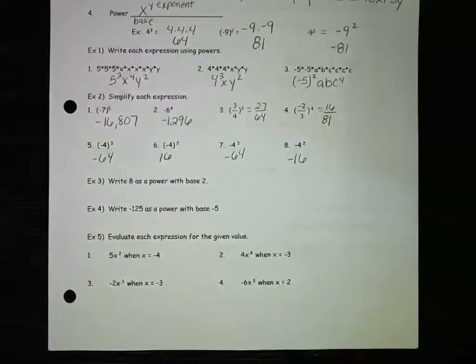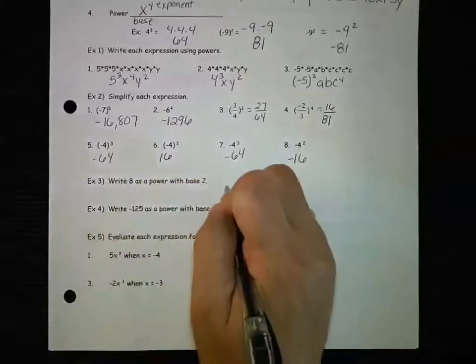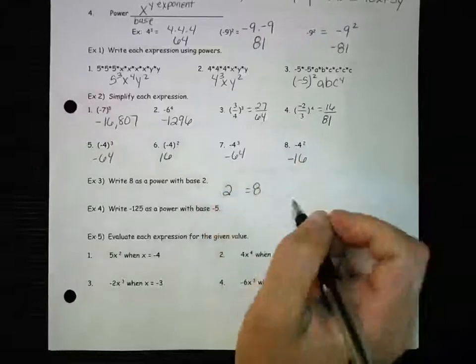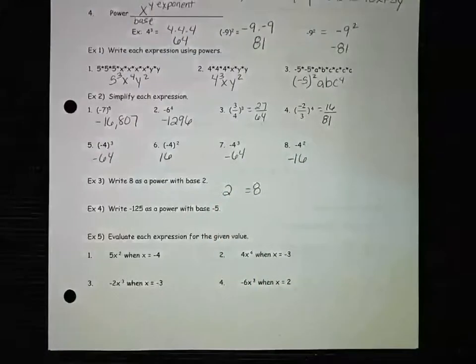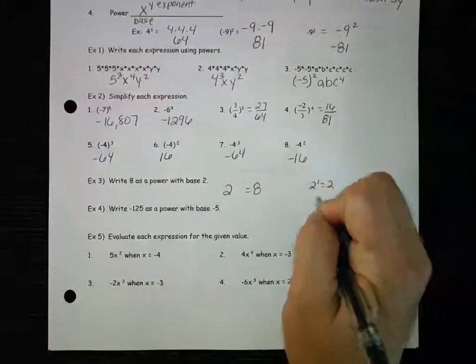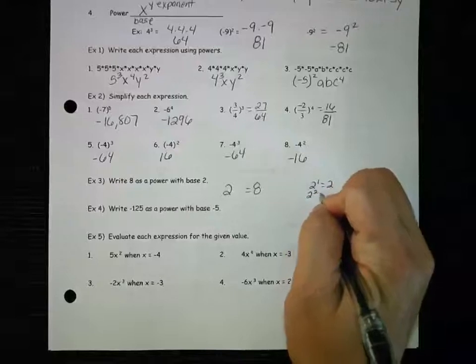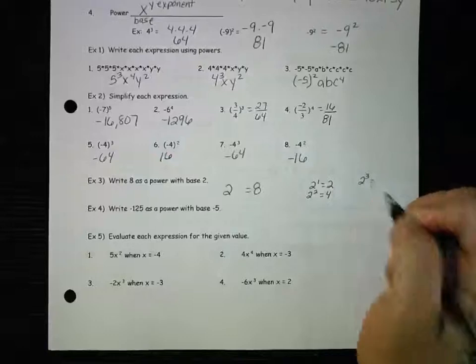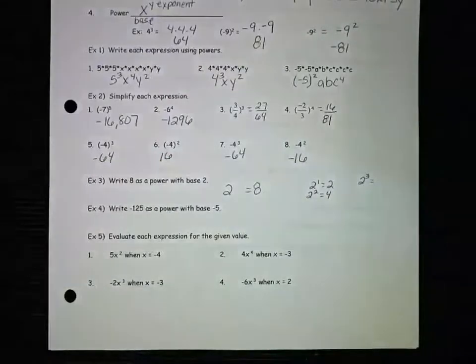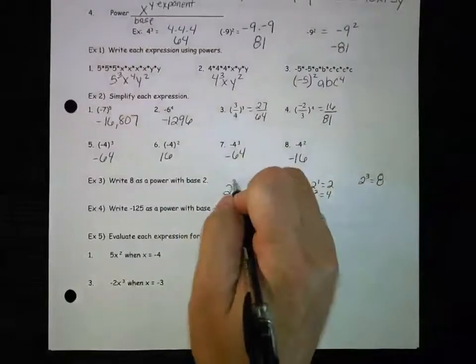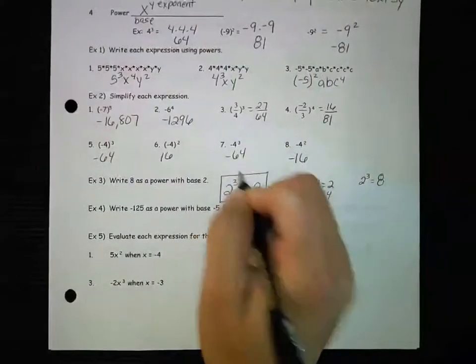Next examples using exponents, write 8 as a power of base 2. So we need 2 to some power equals 8. And the best bet here is just to try it a couple times on your calculator. 2 to the first power is 2. 2 to the second power is 4. 2 to the third power, 2 times 2 is 4, times 2 is 8, and that's the one we are looking for, 2 to the third power.